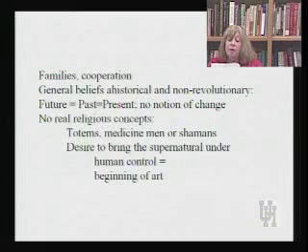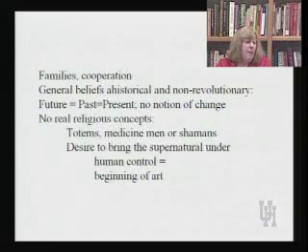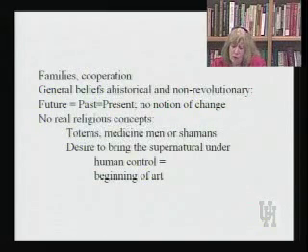Normally there were groups of 20 to 50 people, and the basic unit was the family. What tied them all together was kinship ties, duties, and rights. They practiced cooperation for food and shelter and defense. The general beliefs were ahistorical and non-revolutionary.